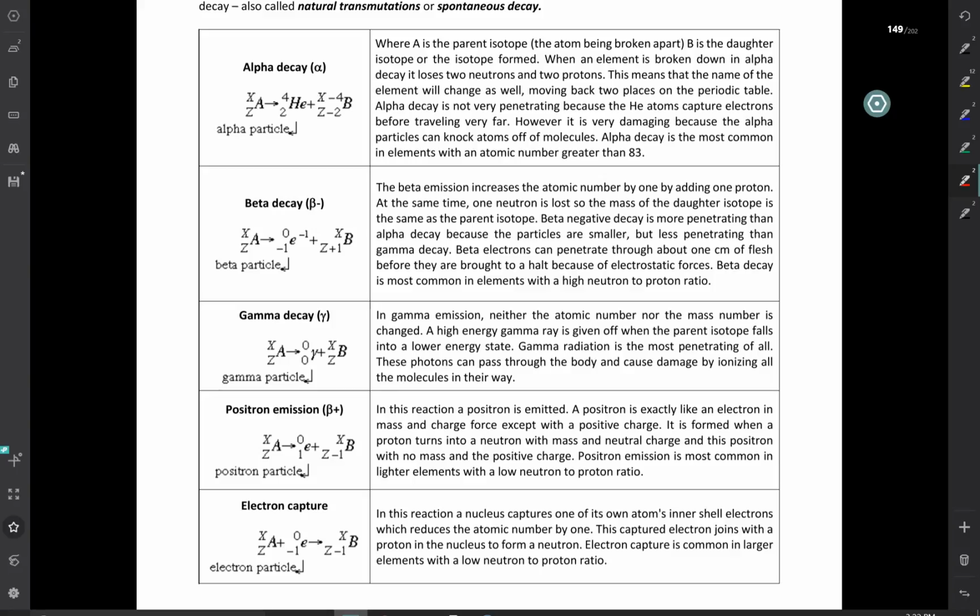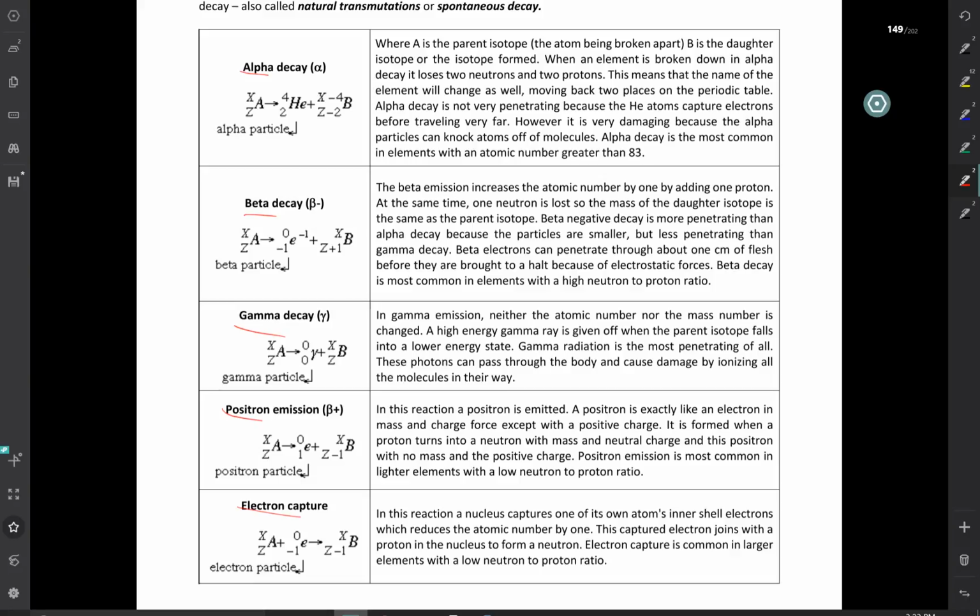It's worth pointing out that all of these decays are what we call natural decays or natural transmutations. Sometimes you'll hear spontaneous transmutation or spontaneous decay. This means that you don't really need to do anything to get the nucleus to undergo something like alpha, beta, gamma, positron, or electron capture. This is something that just occurs naturally. Nothing needs to be done to push the nucleus to do it. Because the ratio of protons to neutrons is inherently unstable, you're going to get this decay to occur.